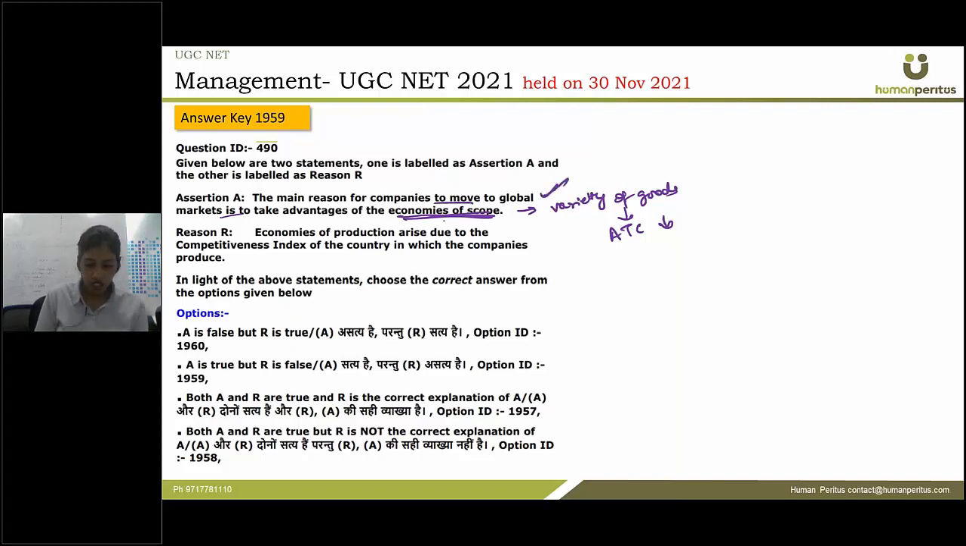Economies of production arise due to the competitiveness index of the country in which the companies produce. Economies of production does not arise due to the competitiveness index. It arises when you have upgraded technology or upgraded resources which reduce your cost of production. That is economies of production. So that's why this one is false and the assertion is true. So our correct answer is A is true but R is false.